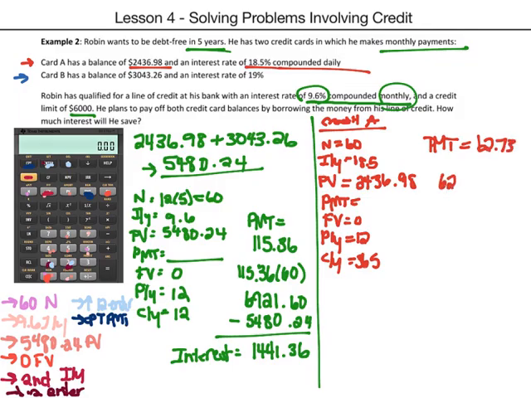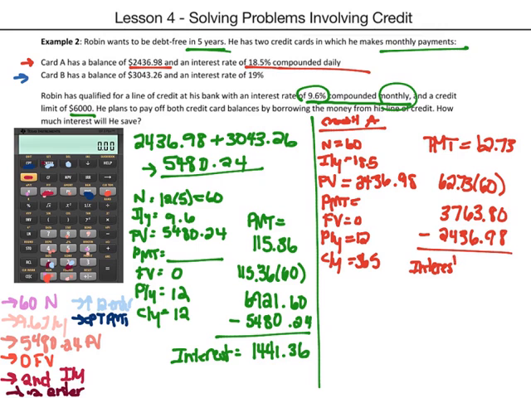So if he did $62.73 times 60 payments, he would spend $3,763.80 minus his original price of $2,436.98, and he ends up spending $1,326.82 in interest. So if you notice, this is almost close to this number to begin with, and that's just credit card A.